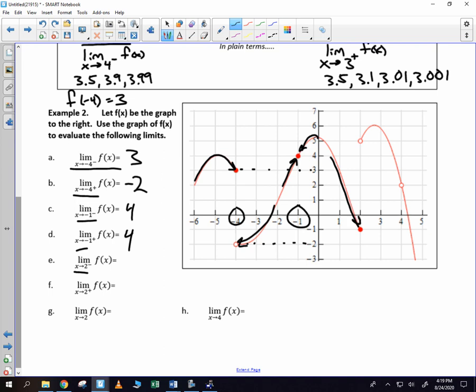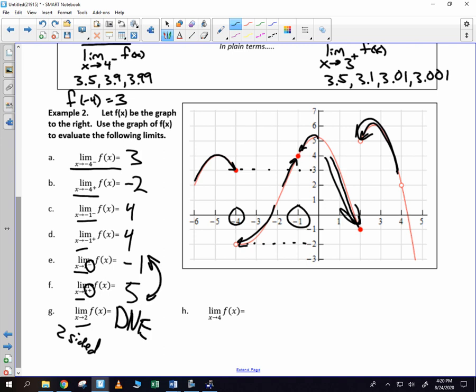I get negative 1. I go and I get 5. This says 2. If it doesn't have a left or a right, that means it's a two-sided limit. In order to see if a two-sided limit exists, the rule is it must be the same from the left as it is from the right. And in this situation, negative 1 and 5 are not the same, so this limit does not exist.